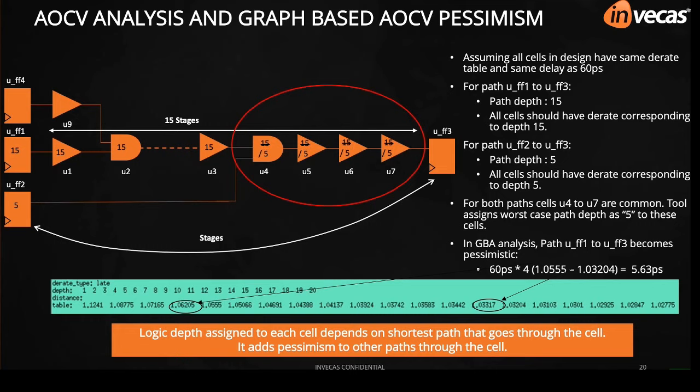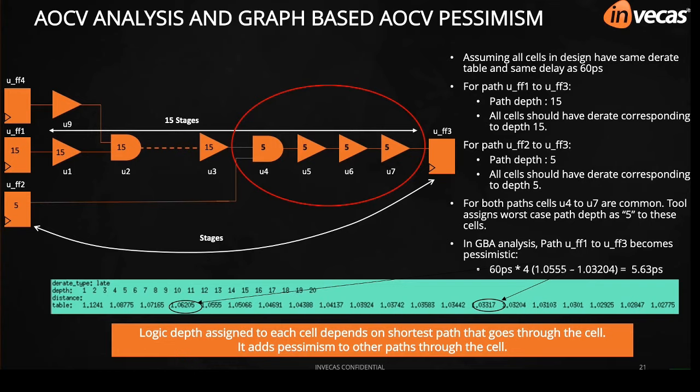In the next step, in continuation of the timing analysis, when the tool does the timing analysis for the path FF2 to FF3, in which the logic depth is 5, all the cells should get a derate value corresponding to 5. But if you see in the picture, there are cells from U4 to U7 which are overlapping between the path 1 analysis and path 2 analysis. In this kind of scenario, the expectation is that the tool should only consider a derate corresponding to depth 15 for the path 1 analysis, but unfortunately it used a derate value corresponding to depth 5, which is pessimistic.